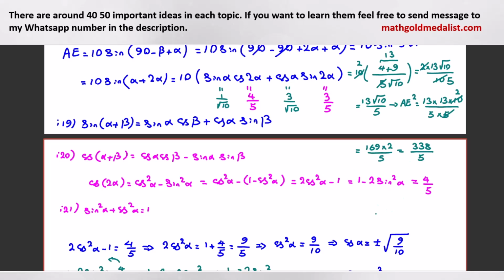So the answer will be this m over n in the simplest form. So m plus n is 338 plus 5, which is 343. It is our answer. Okay.